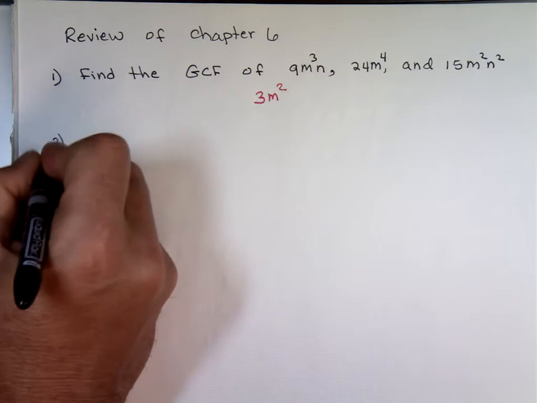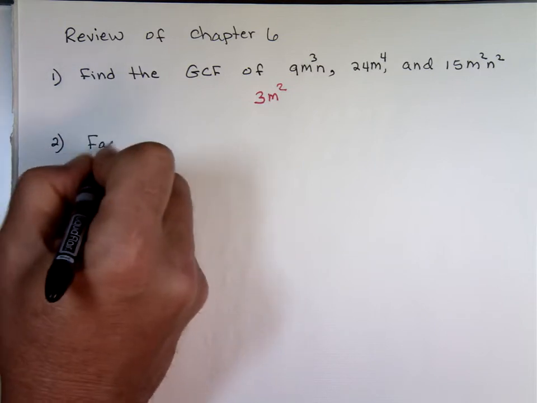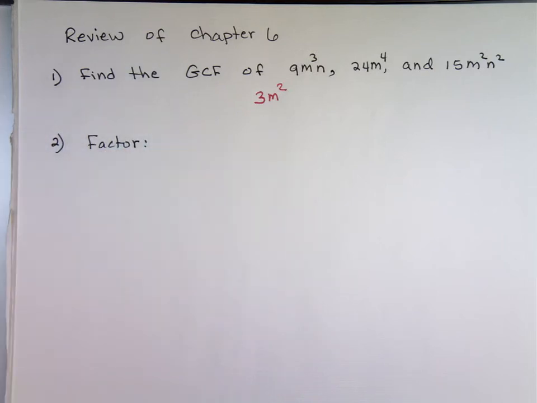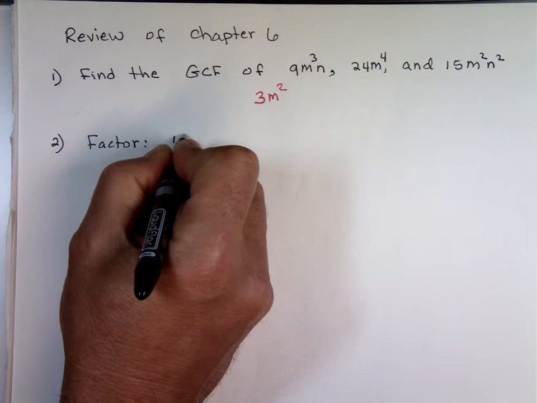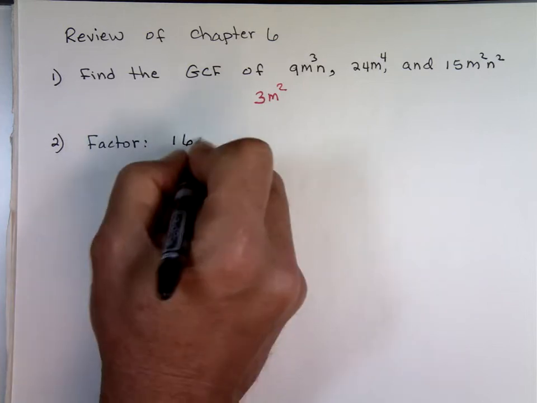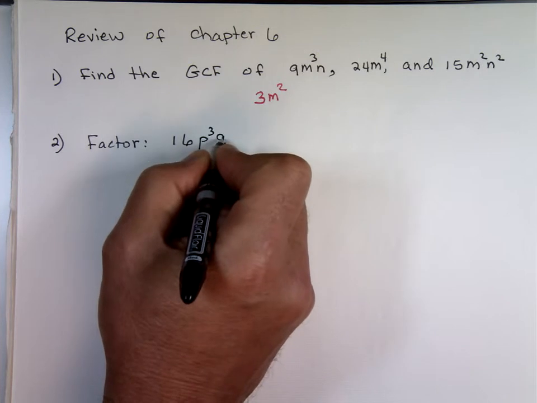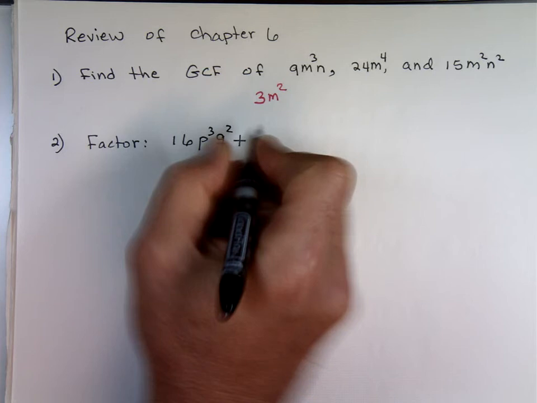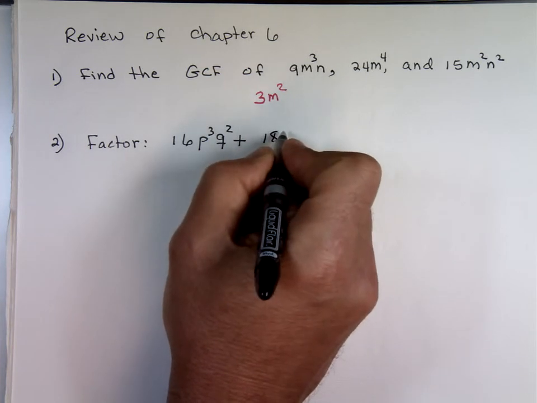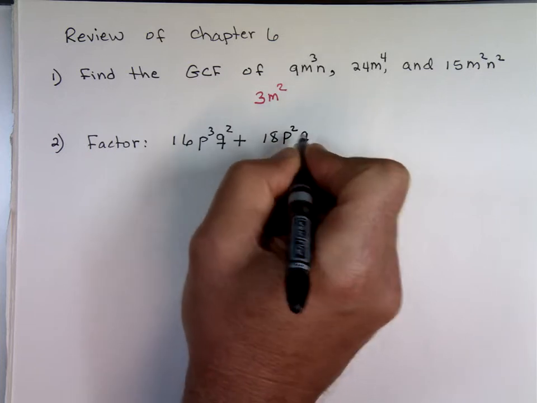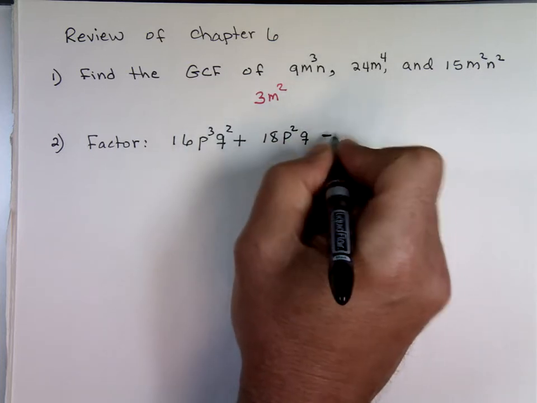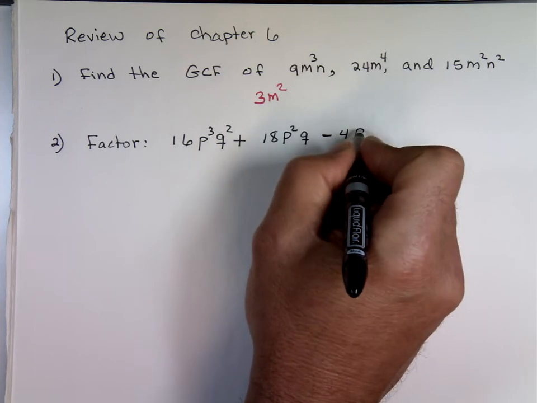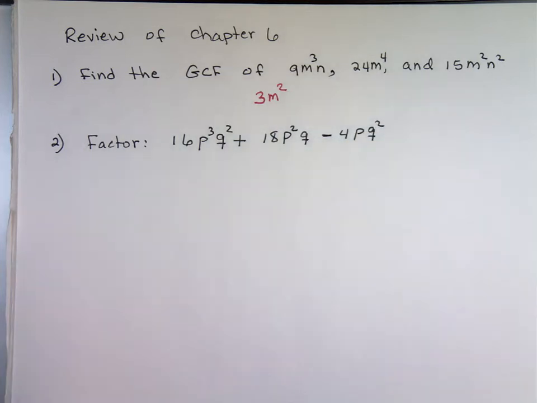Question number 2. Factor. Again, when we say factor, that's factor completely. Let's try this one. 16 p to the third q to the second plus 18 p squared q minus 4 p q squared. I'm just making things up.